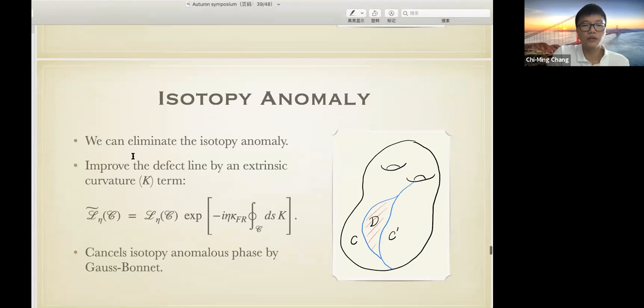So we can try to eliminate this isotopy anomaly by adding an improvement term to our definition of lines. Given our old definition of line L, we add a term that's the integral of the extrinsic curvature over the curve. And this combination will be free from the isotopy anomaly, because if we vary the line from C to C prime, the change in this integral of the extrinsic curvature will cancel the anomalous phase by the Gauss-Bonnet theorem.